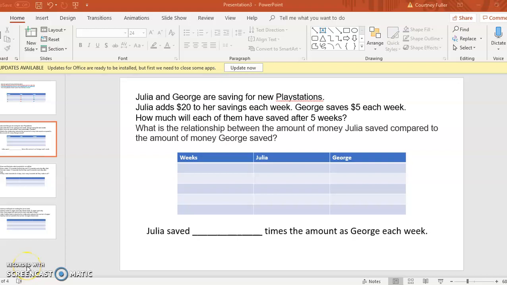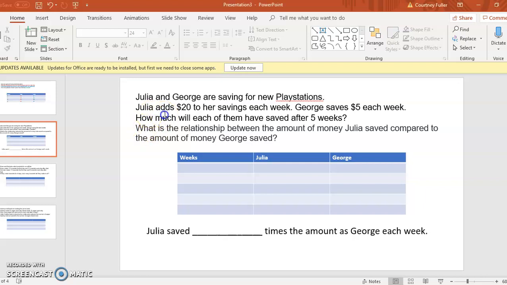Alright guys, yesterday we generated two patterns using two different rules in a table that looked a little bit like this. Today we're going to do the same thing by solving these type of problems, but today we are also going to analyze the relationship between those two different patterns. So let's dive right into our first problem.